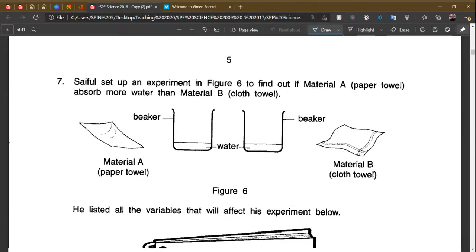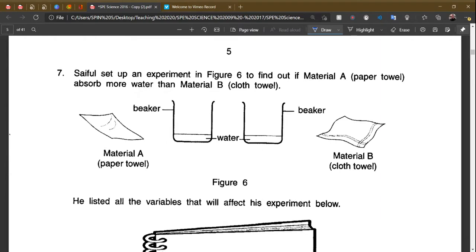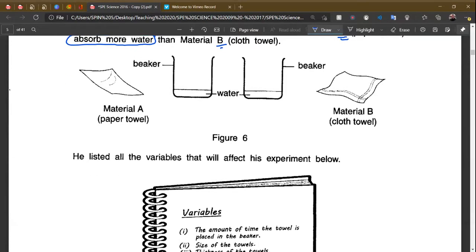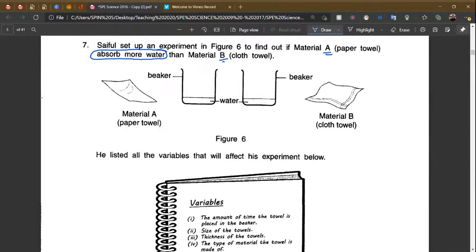Right, number 7. Saiful set up an experiment in figure 6 to find out if material A, which is paper towel, absorb more water than material B. So this experiment is to see which one absorb more water. And you have two towels, A and B. One is paper, one is cloth. He listed all the variables that will affect his experiment below.